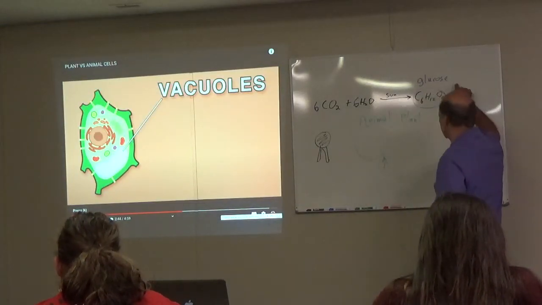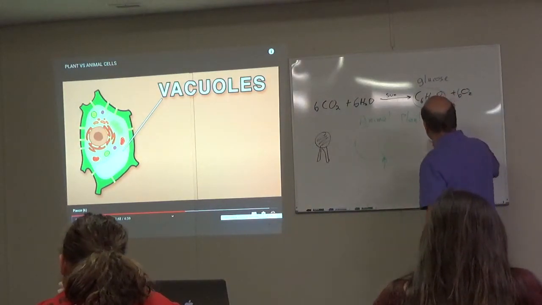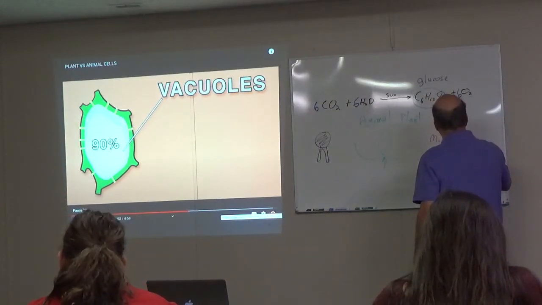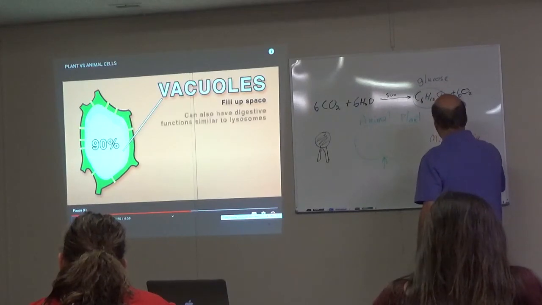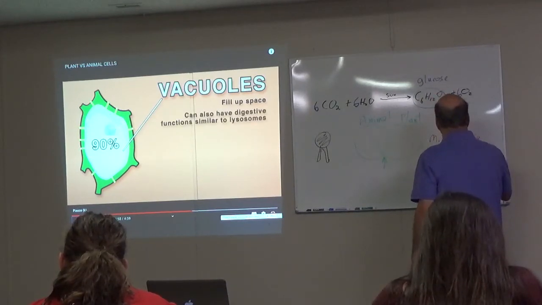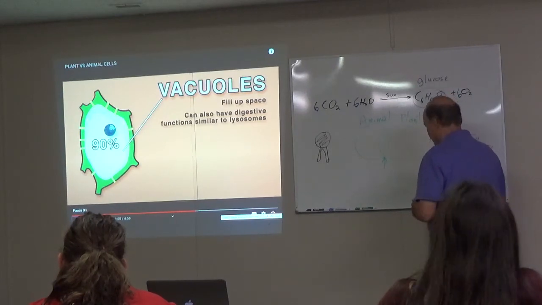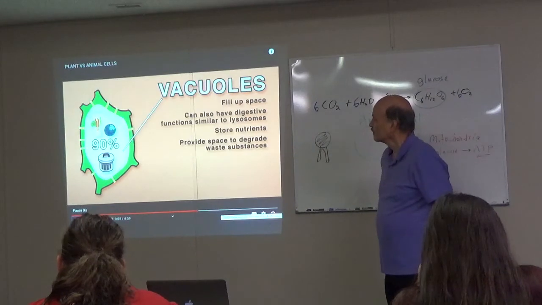Another important difference between plant and animal cells is in their vacuoles. Vacuoles in plant cells can occupy up to 90% of the cell's volume and have a single membrane. One of their roles is simply to fill up space, but they can also have digestive functions similar to lysosomes. Vacuoles have enzymes that perform many functions and can store nutrients or provide space to degrade waste substances.